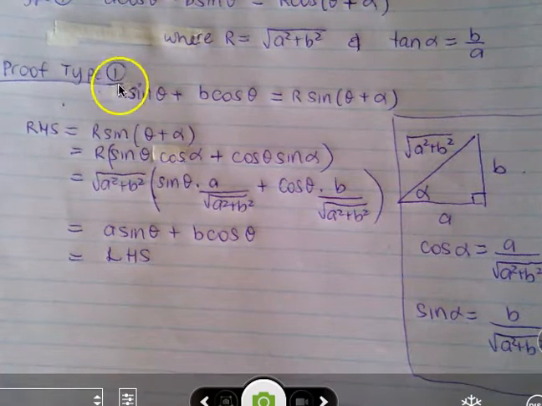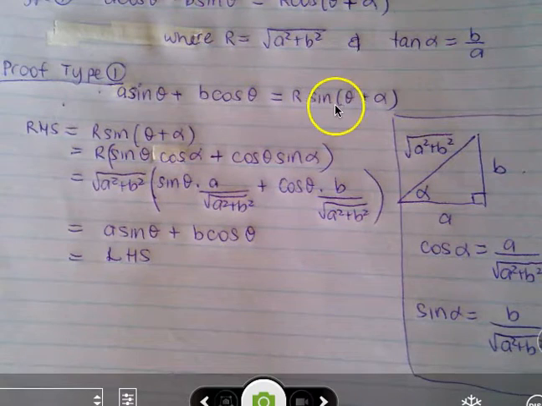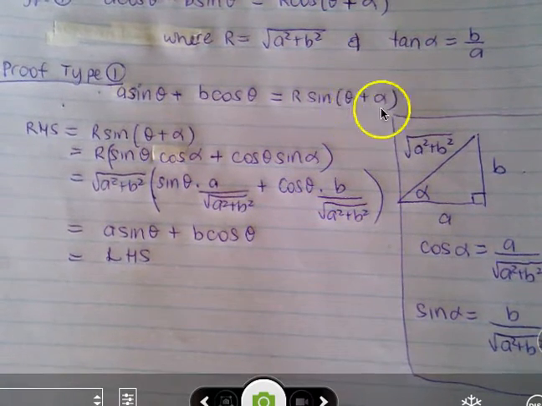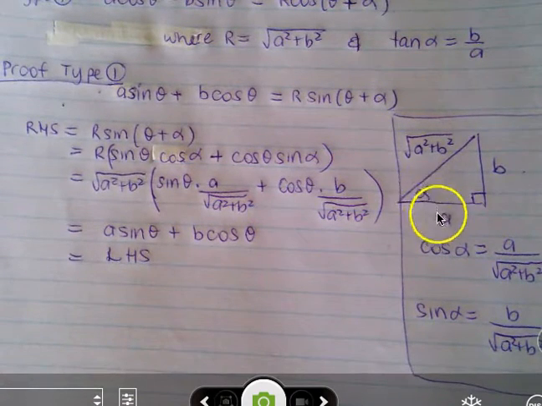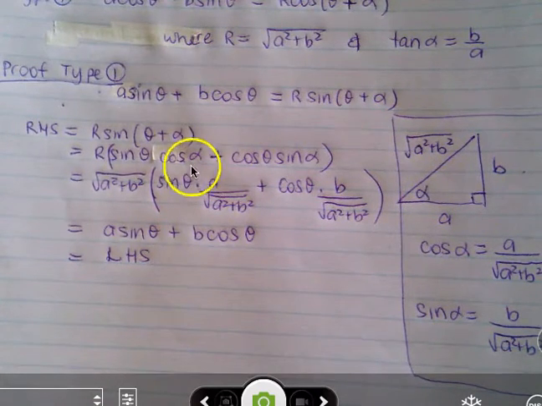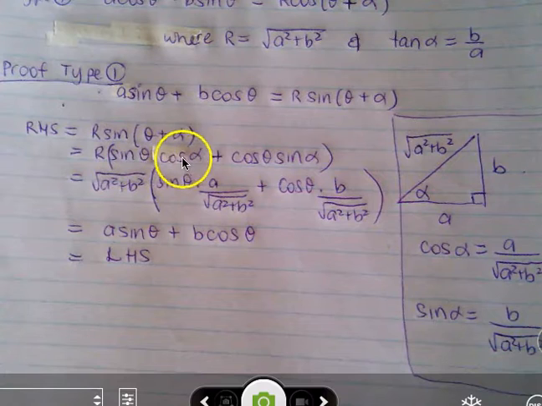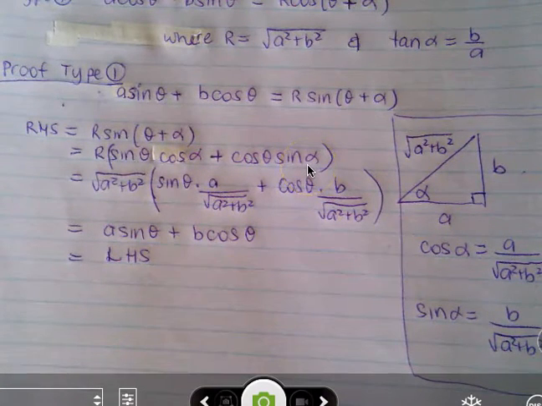So for example, if I want to prove the first rule that I gave you, which is a sine theta plus b cos theta is r sine theta plus alpha, I'm going to start with the right-hand side because I know what to do with that. The reason I'll start with the right-hand side is that in this triangle, I can only use sine alpha and cos alpha, not theta. There's no theta. So if I start with that right-hand side and I expand it, I get r sine theta cos alpha plus cos theta sine alpha, you know, the sums and differences.